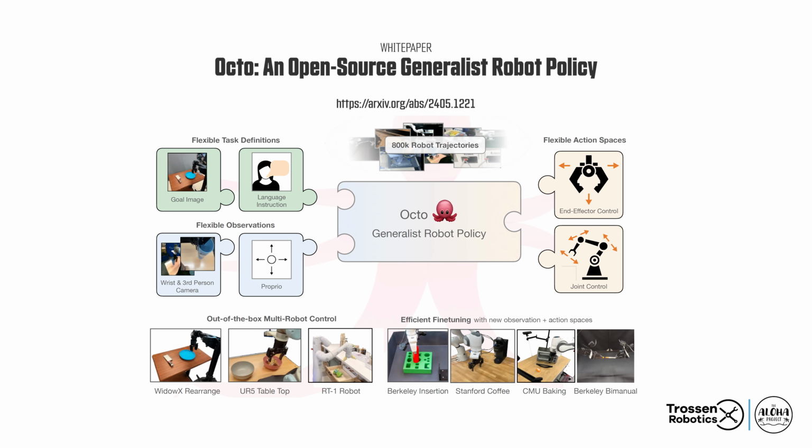In summary, Octo represents a significant advancement in the field of robotic learning. By providing an open-source generalist robotic policy that can be adapted across multiple robots and tasks, Octo paves the way for a more flexible and capable robotic system. If you are interested in learning more about this innovative approach, I highly recommend checking out the full paper.